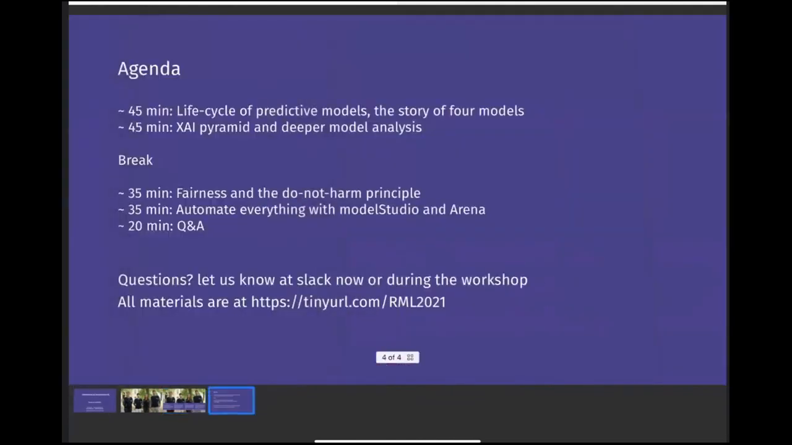Okay, so today we have about 3 hours, and these 3 hours are divided into 4 parts. Before the break, we are going to tackle two elements of responsible ML. Briefly, we'll be talking about the life cycle of predictive models, and then I will be talking about explainability and machine learning, showing the XAI pyramid and some deeper exploration of models. And then after the break, we'll tackle two very new, very fresh solutions. One of them is related to fairness and the do no harm principle. And the second is related to automation. So we will see how to use modelStudio and Arena to automate all the things that we'll be covering during the first part of the talk.